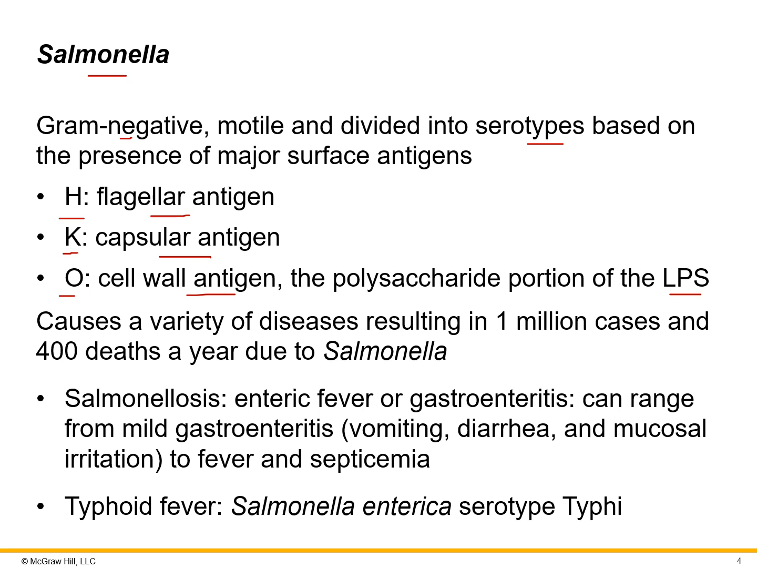So it causes a variety of diseases in about 1 million cases, again, about 400 deaths per year. So norovirus is the most common, but salmonella is the most deadly of them. It leads to a couple things: salmonellosis, which is that gastroenteritis, so the infection of the GI system, and that can be mild, just vomiting and diarrhea, to septicemia, which would then lead to death, so the escape of those microbes into the blood system. Salmonella, in addition to acute diarrhea, can also cause typhoid fever.